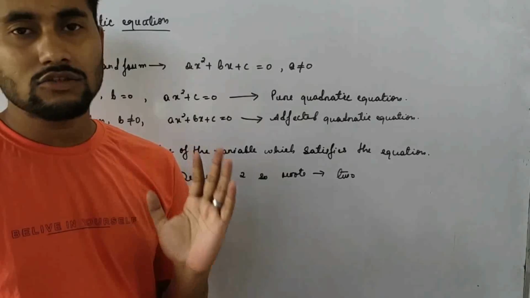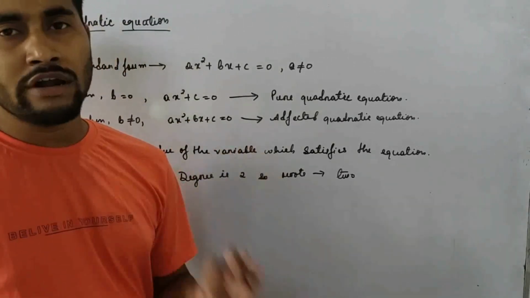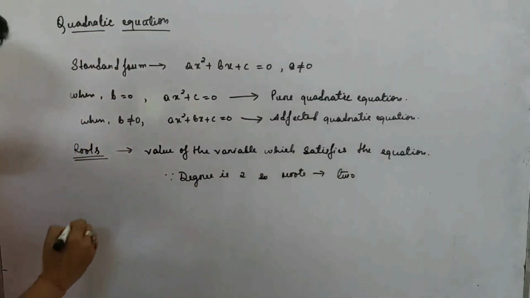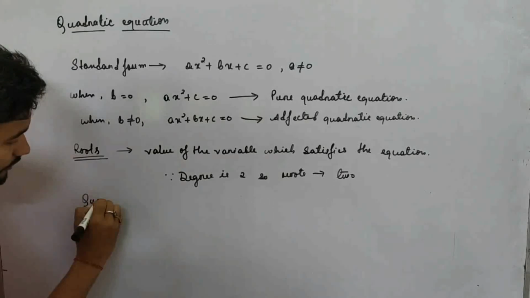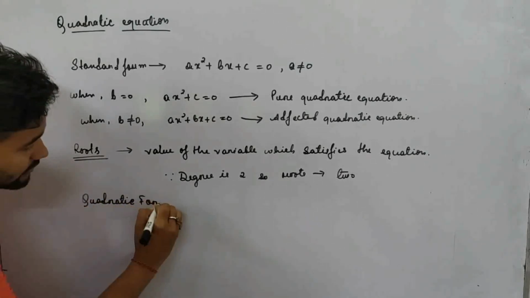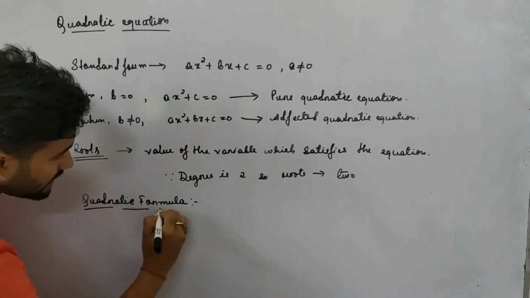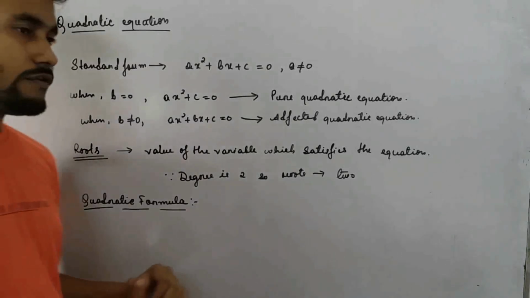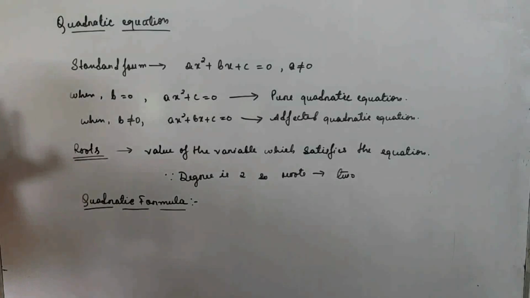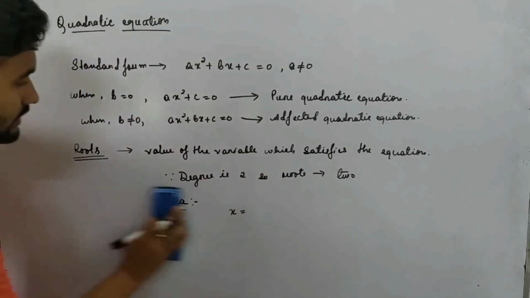One is known as completing the square, that you will learn in maths. And one of the most important formulas to find the roots is known as the quadratic formula. Lots of methods are there, but this is the main formula to find the roots, known as the quadratic formula. In maths also you will get this one. The formula is simple. x will be equal to what? Let me write it.